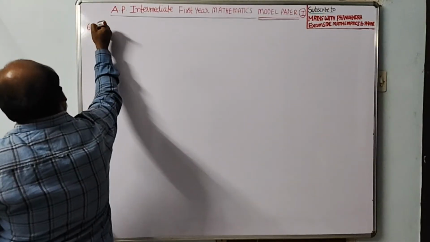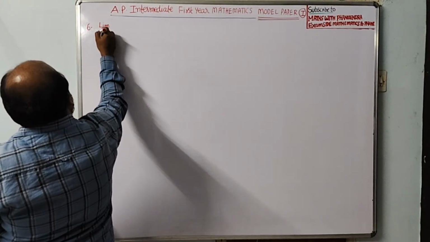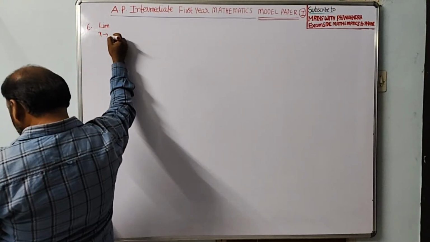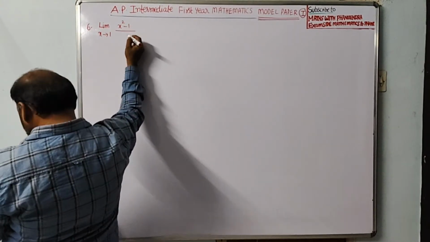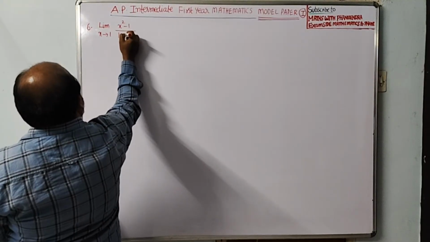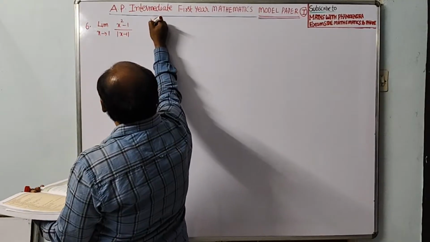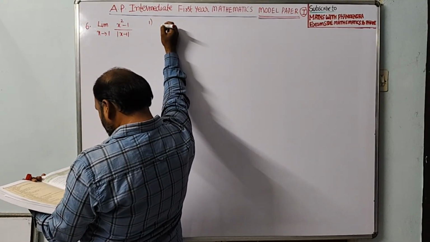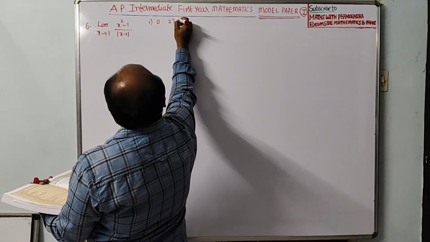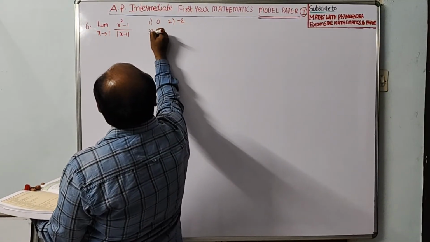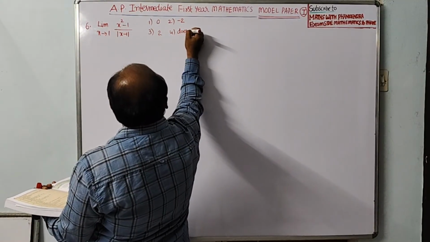Question number 6. Limit x tends to 1, (x square minus 1) divided by mod (x minus 1). So options are provided: 0, minus 2, 2, does not exist.